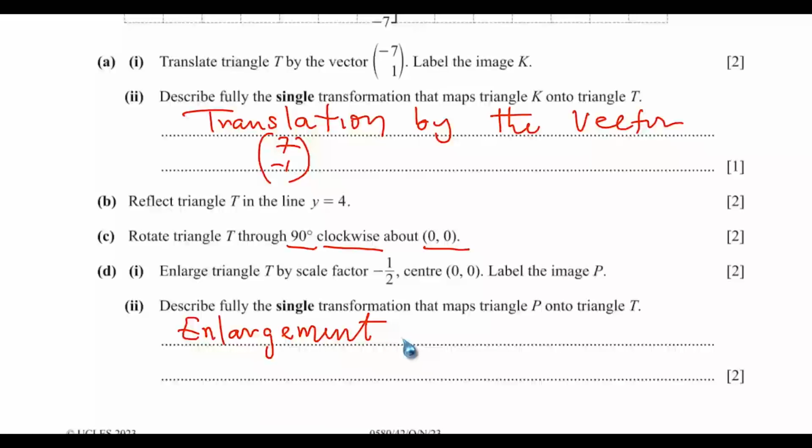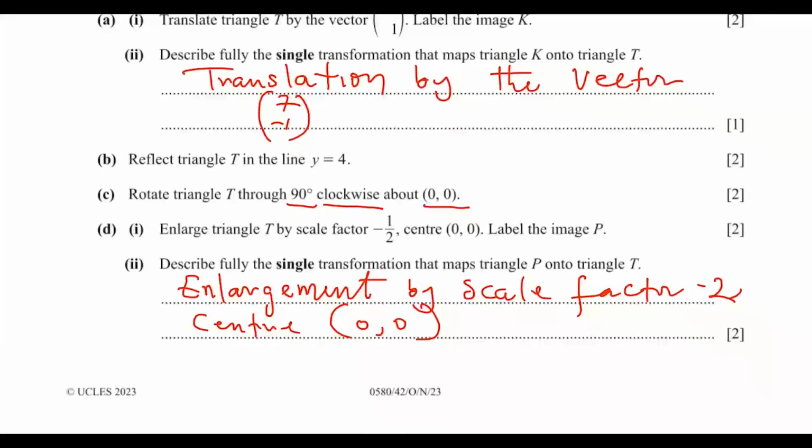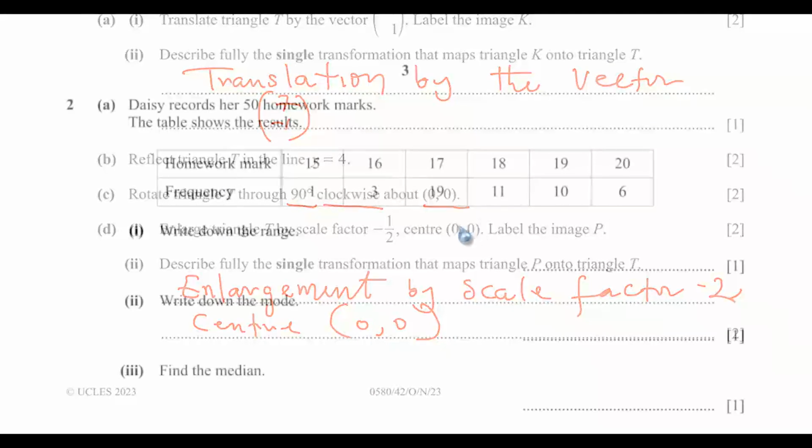Okay, the enlargement by scale factor is negative 2, and the center is x equals 0, y equals 0. That is the origin. So I think we are done with question 1. So we can go to question 2.